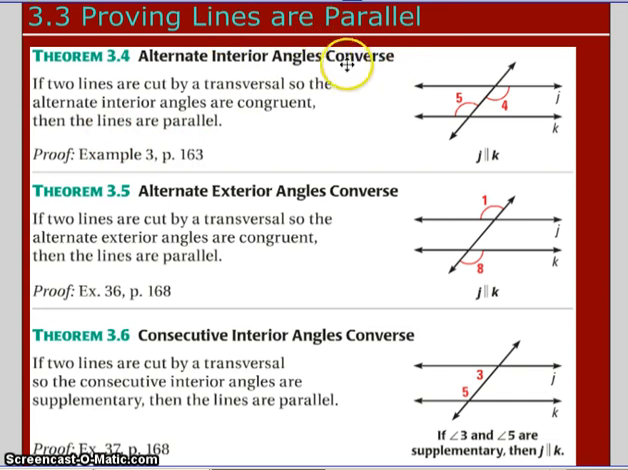Alright, on this page I went out there and I found the converse of the next types of angles already out there on the internet, so I just copied and pasted it here. Make sure you get these in your notes, but they're all going to sound really similar to one another. It's going to say if two lines are cut by a transversal so that the alternate interior angles are congruent, then the lines are parallel.